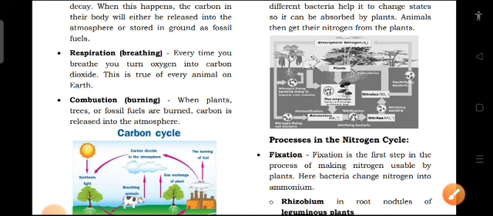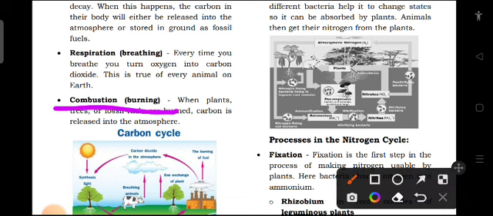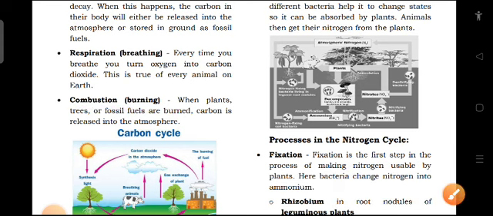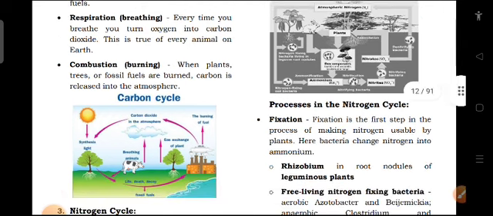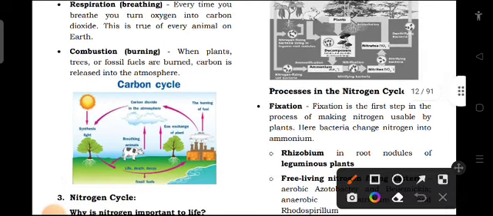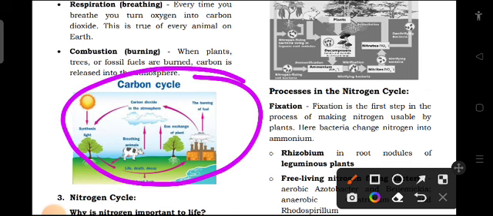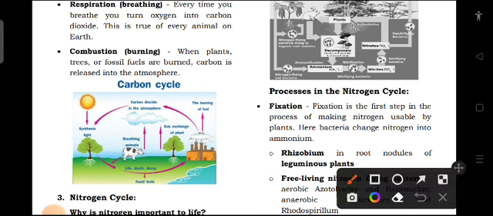Now the next step is combustion, that is burning. When plants or trees or fossil fuel are burned, carbon is released into the atmosphere. These are the ways in which carbon is released into the atmosphere. And this particular cycle continues. For example, sunlight. It is a synthesis of light, and this is taken by trees.